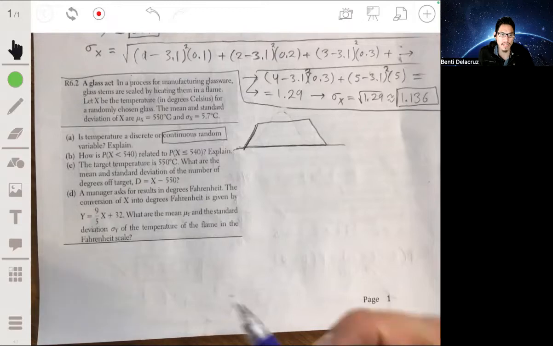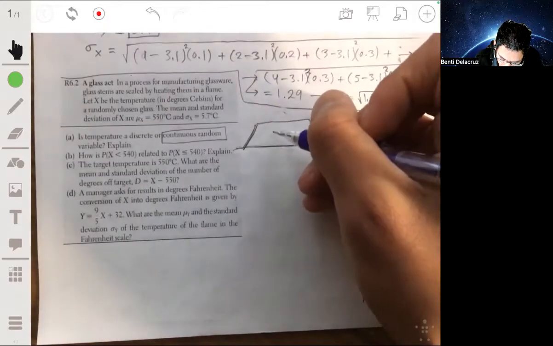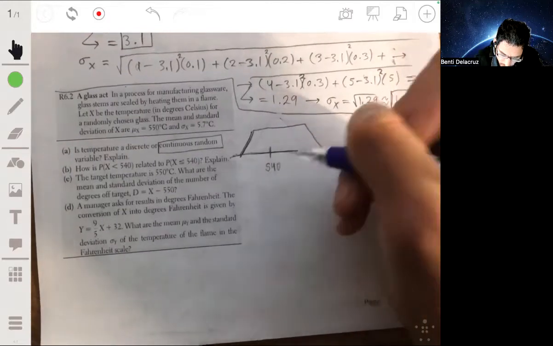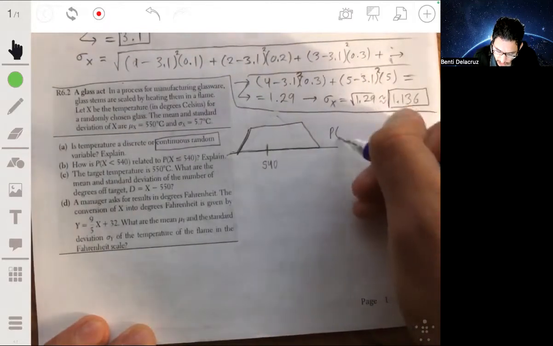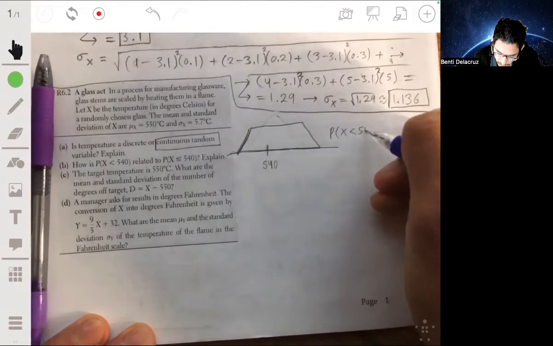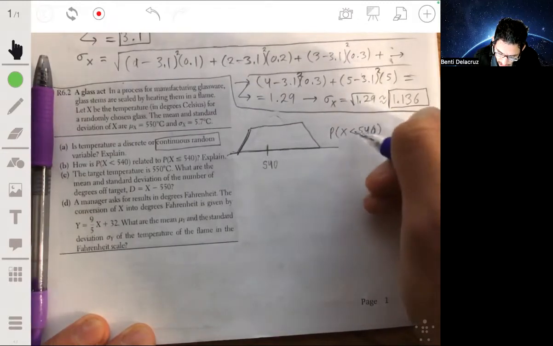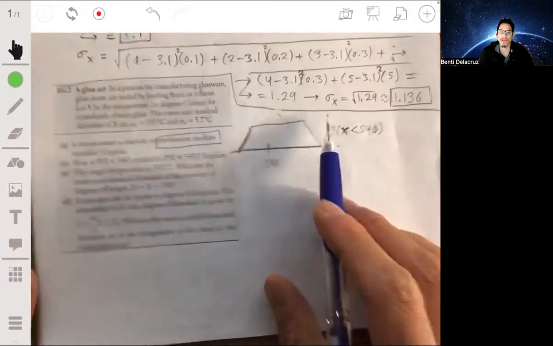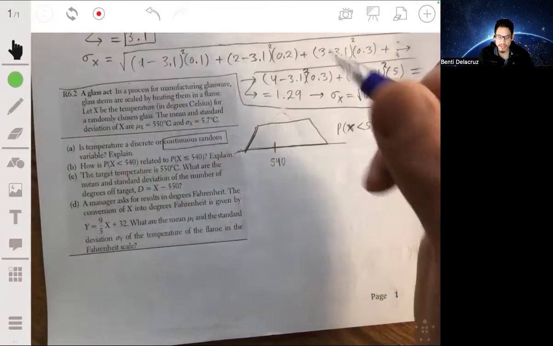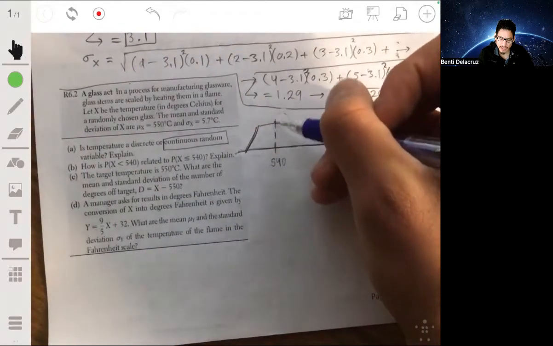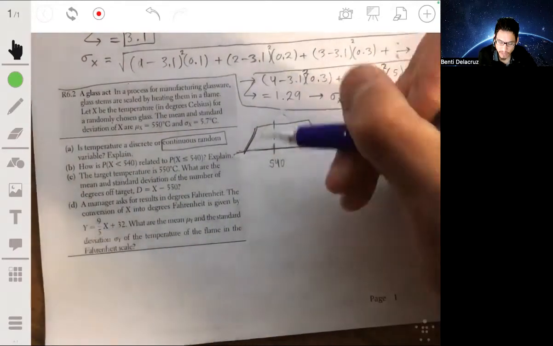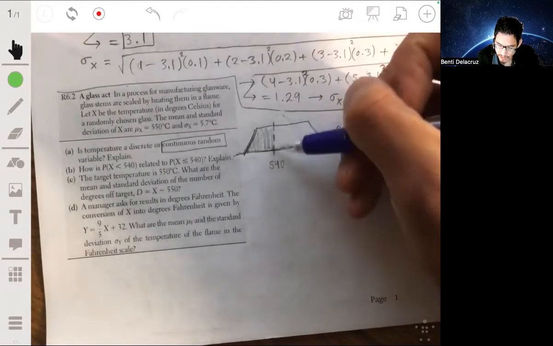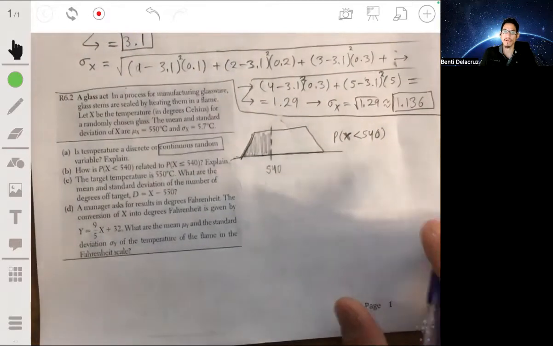Now, let's say 540 is right here. If you're trying to find the probability that X is less than 540, in a density function, a distribution where you have some area, say you have a dashed line at 540, you're not including 540. You're trying to find the area to the left of 540. Hypothetically speaking, that area would be the probability.